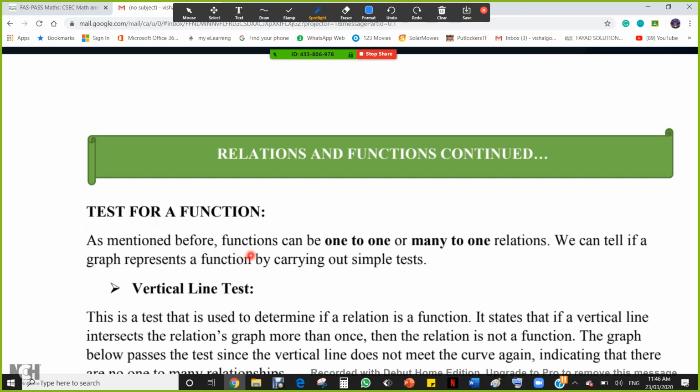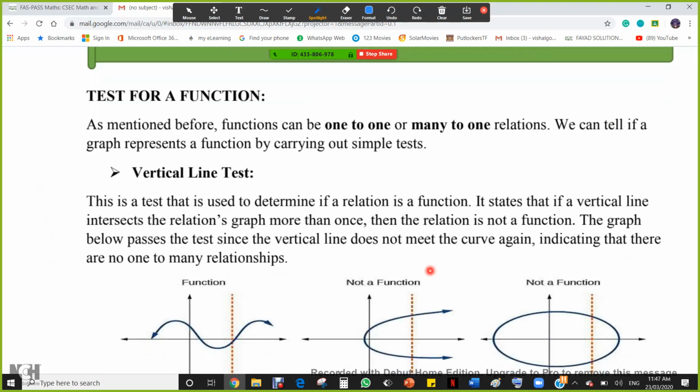As mentioned before, functions can be one-to-one or many-to-one relations. So we can tell if a graph represents a function by carrying out simple tests. The first one is called the vertical line test. This is a test used to determine if a relation is a function. You all need to understand this because it comes in the multiple choice, and they will give you a diagram and ask you to determine if the graph is a function or not. It's an easy mark to get in the multiple choice, right?